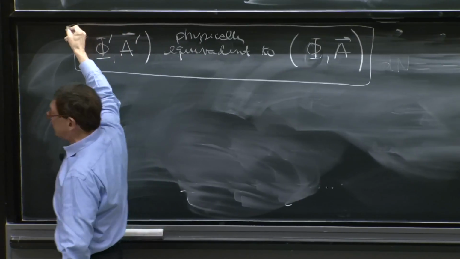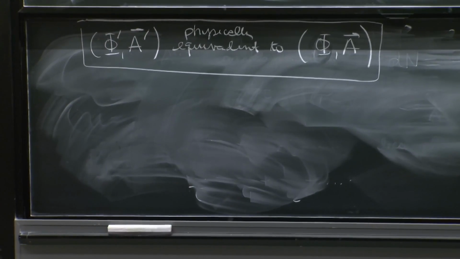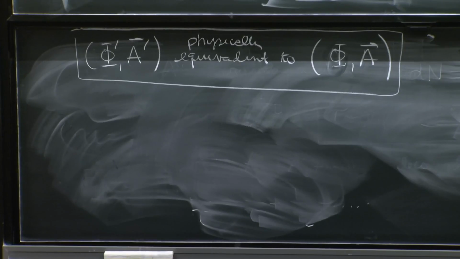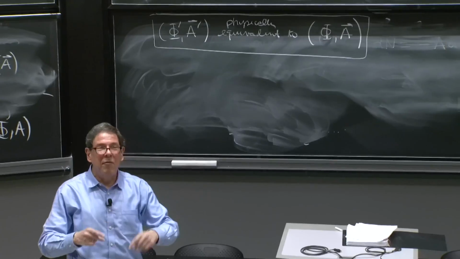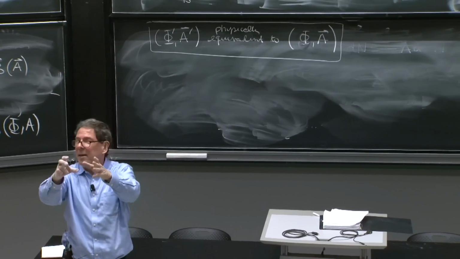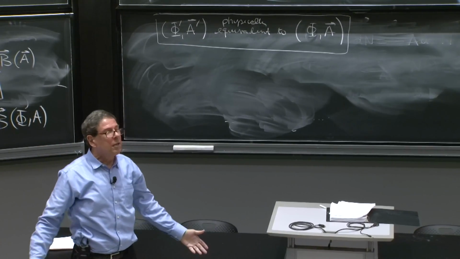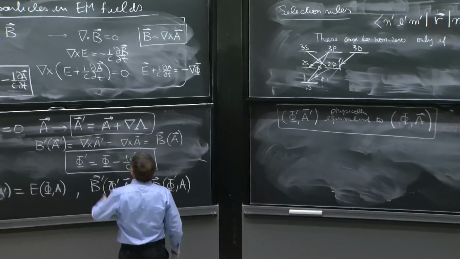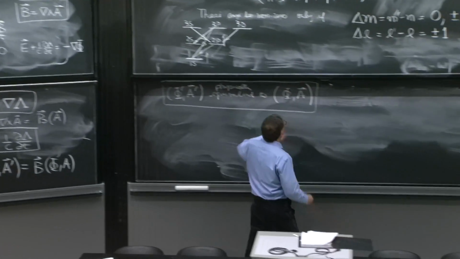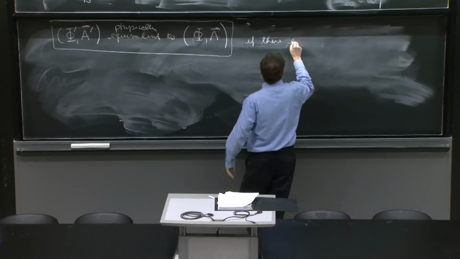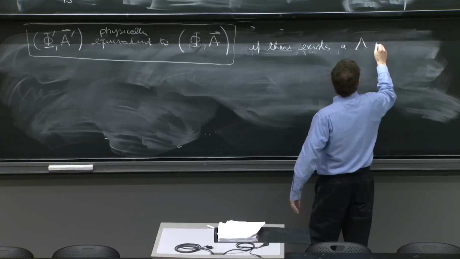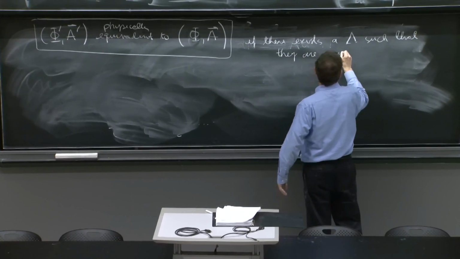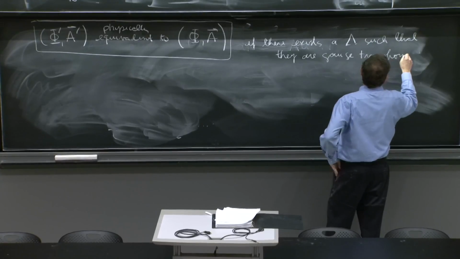And an electromagnetic field configuration, as a mathematician would say, is the equivalent classes of potentials. So you want to describe an electromagnetic field? You ask one of you, and you tell me what is phi and what is A. I ask somebody else, they tell me another phi and another A. And so they look different, but they may be the same. They are the same if they are related by some lambda, if they're physically equivalent, if there exists a lambda such that they are gauge transforms of each other.